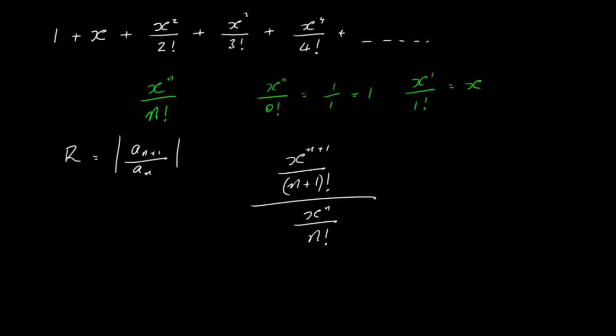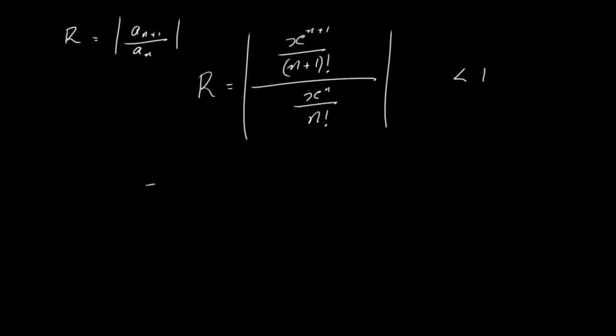This is our ratio, and we've got to look at the modulus of this here, if you like. So let's just do this, and make sure that this is less than 1. We want this here to be less than 1 so that the series converges for all values of x. So let's work through this then, just to make sure that it is. So this is going to be equal to x to the power of n plus 1 over n plus 1 factorial times n factorial over x to the power of n.